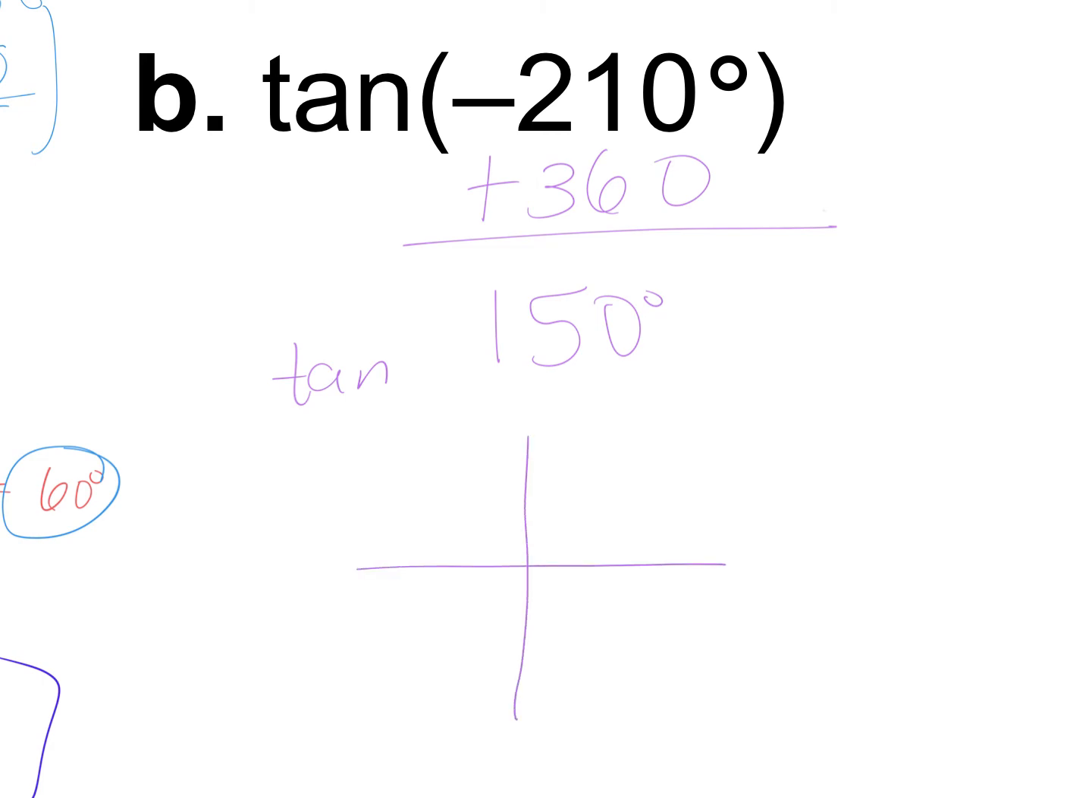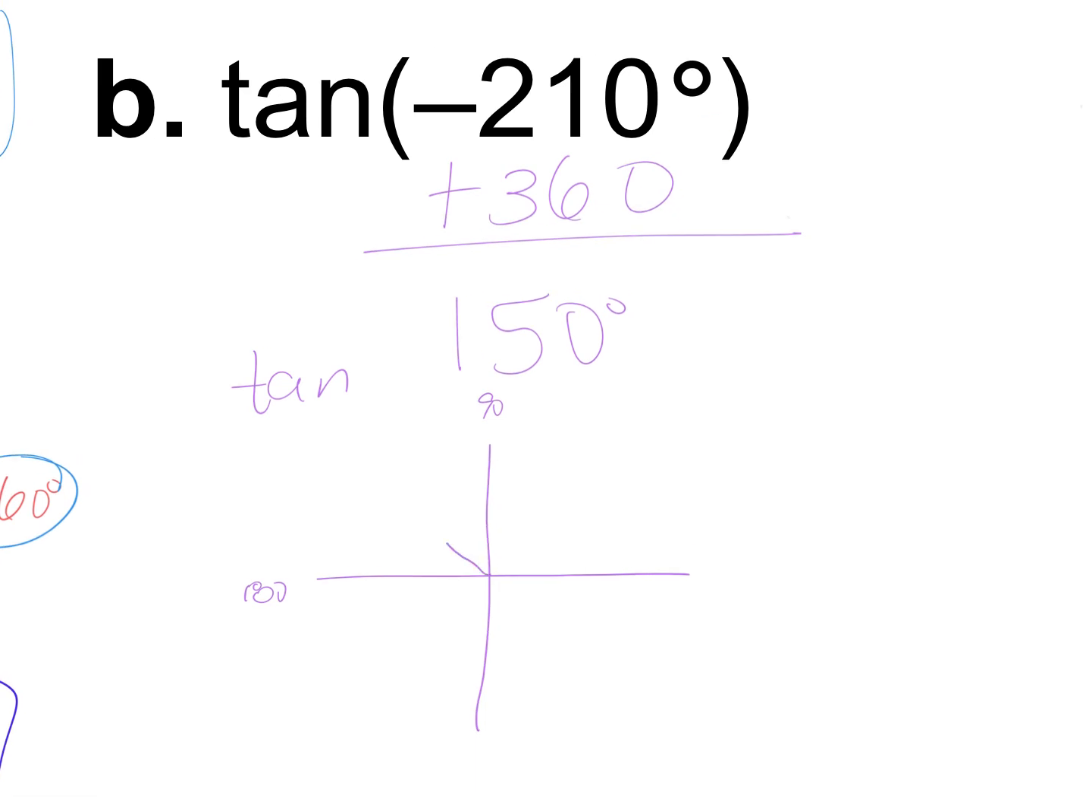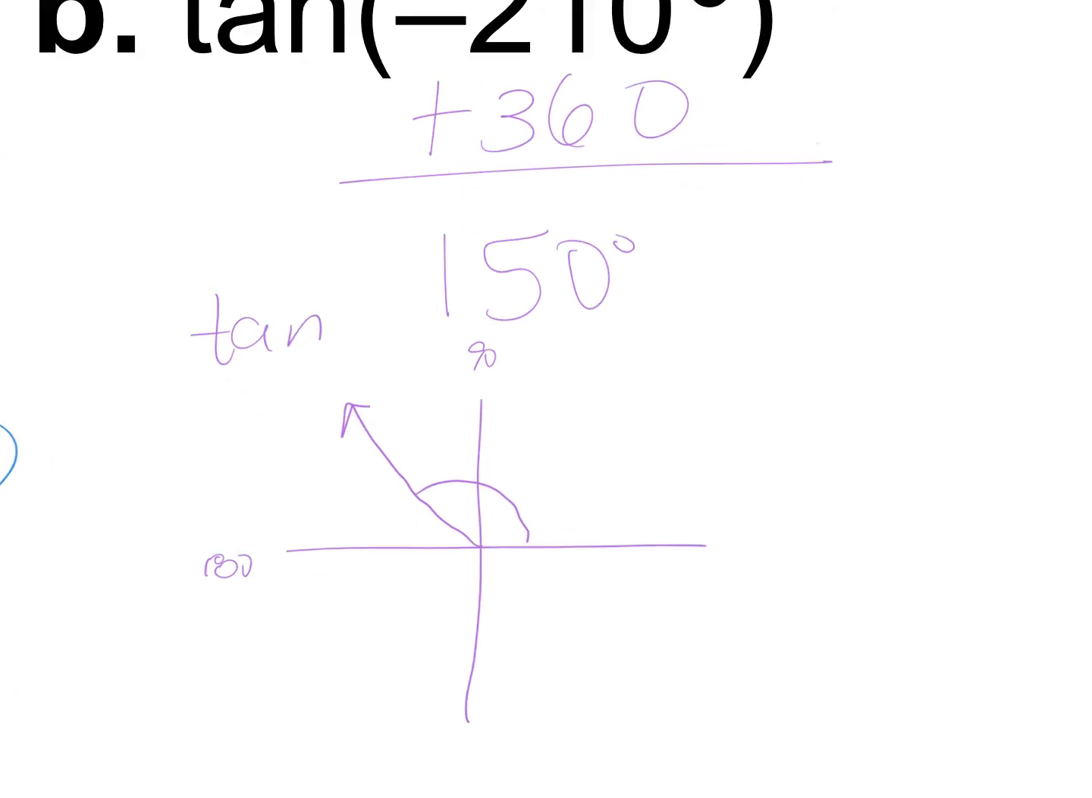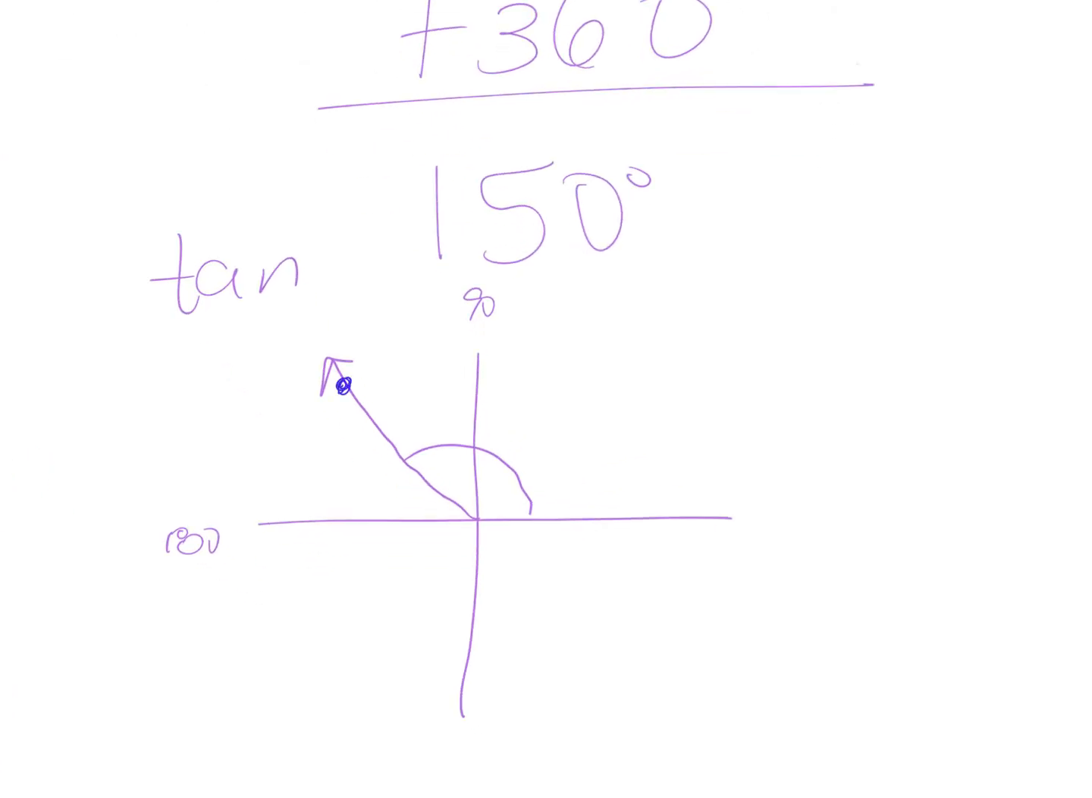Where is 150? It's in quadrant 2. It's between 90 and 180, so it's somewhere over here. There's my angle. So I'm going to use reference angles, and a special right triangle, to figure out what the tangent of this angle is. I'm going to take a point on the terminal side, and go directly down to the x-axis. Does everyone see this right triangle that is formed?